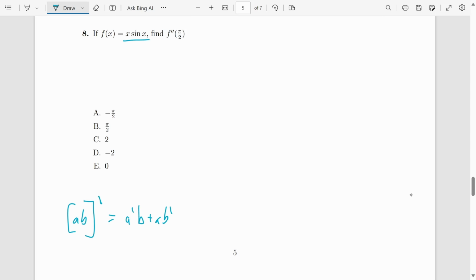Boom. So f prime of x equals, so a prime, derivative of x, is 1, b is sine of x, plus a, which is x, times b prime, which is the derivative of sine of x, which is cosine of x. Yeah, there we go. That is our first derivative. Let's make it a little nicer. Let's get rid of these multiply by 1s and also make this x cosine x.